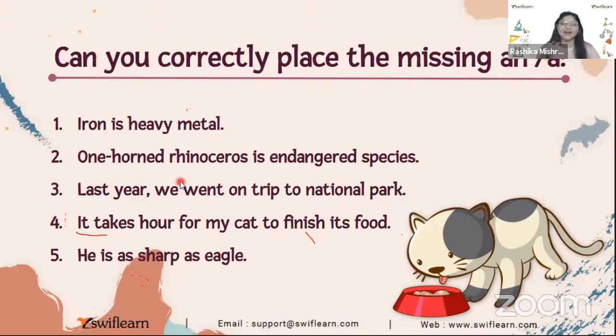Last year we went on trip to national park. Now, quickly tell me the answer if you know it. Exactly. We went on a trip to the national park because here we are talking about a particular park, which is a national park. That is why we will use the before this.